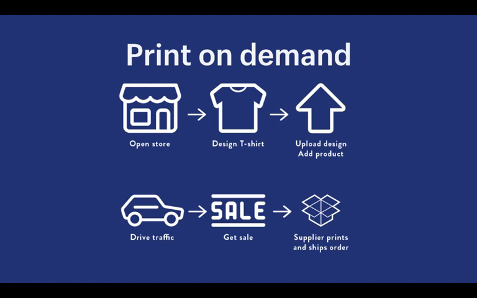And then lastly, we drive traffic to our store from Instagram. We get our first sale, and our supplier prints and ships the order directly to our customer for us. So all we need to do is give our supplier the design, pay them for the cost of the shirt, and they handle the rest from there.